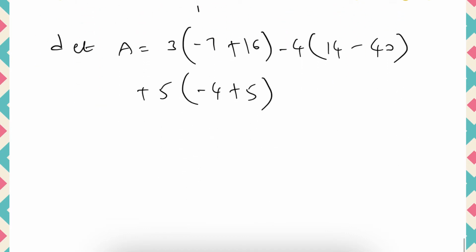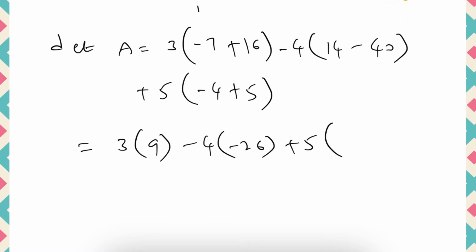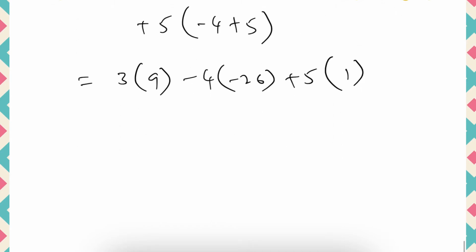Let us simplify this. 3 into minus 7 plus 16 is 9, minus 4 into 14 minus 40, it is minus 26, plus 5 into minus 4 plus 5 is 1. Then 3 9s are 27, minus into minus plus 4 into 26, it is 104, plus 5. So 104 plus 27 plus 5 is nothing but 136. So the determinant we got is 136.